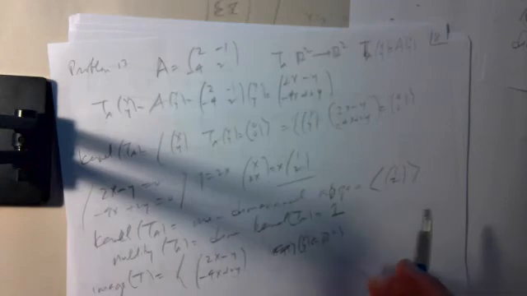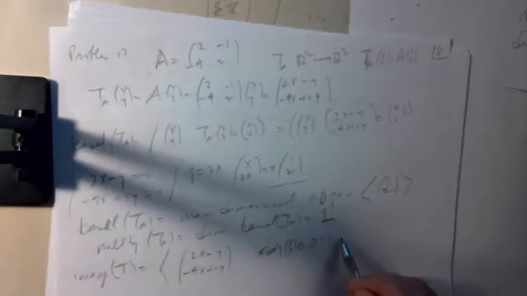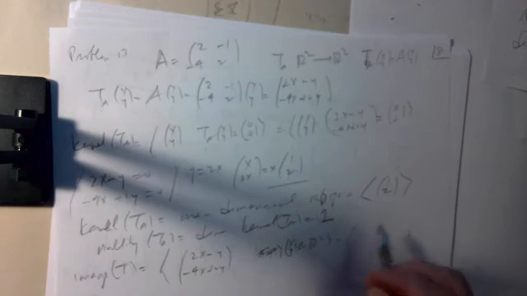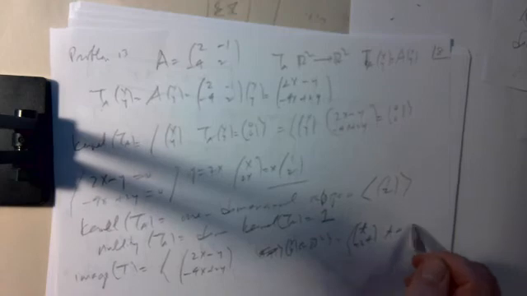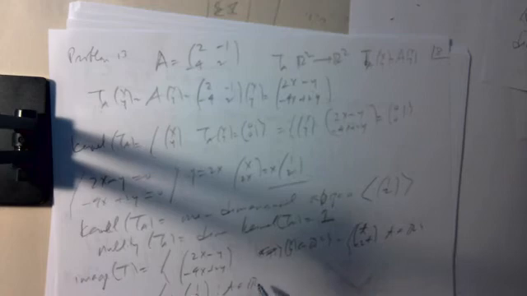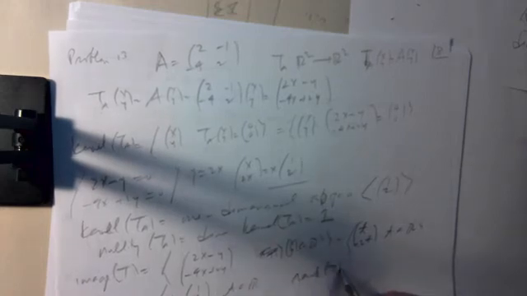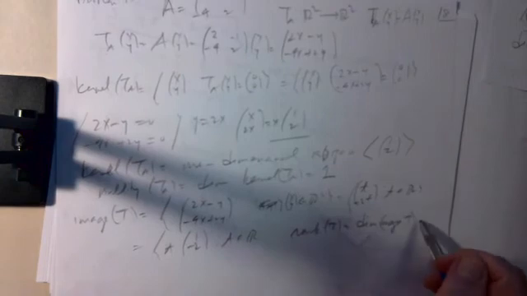But if you look at this again, you see that the second coordinate is always minus 2 times the first coordinate. So I could say for any number t, if the first coordinate is t, the second coordinate is minus 2t. So this is the set of all scalar multiples of the vector (1, minus 2). And the rank of T, which is the dimension of the image, is 1.